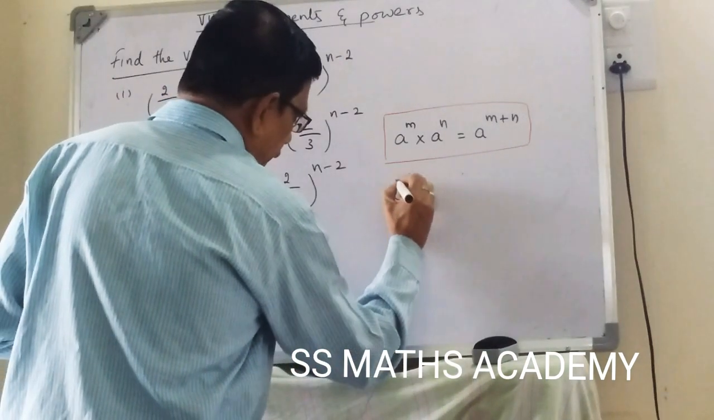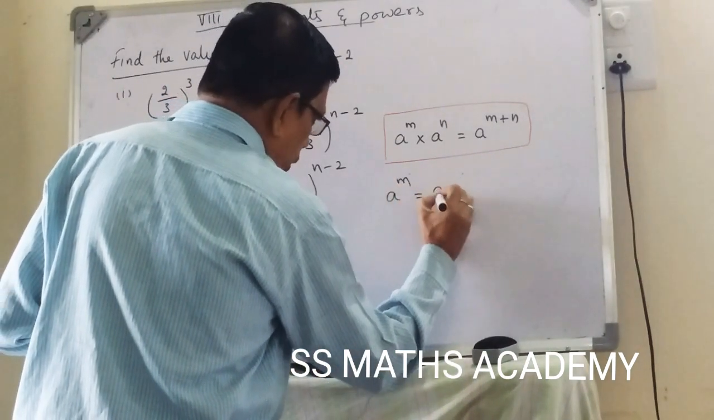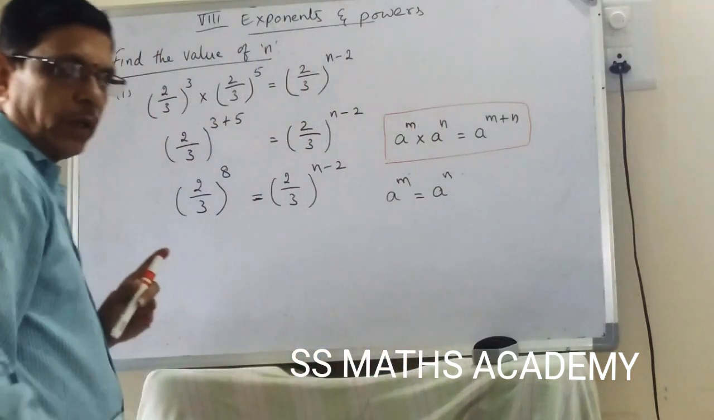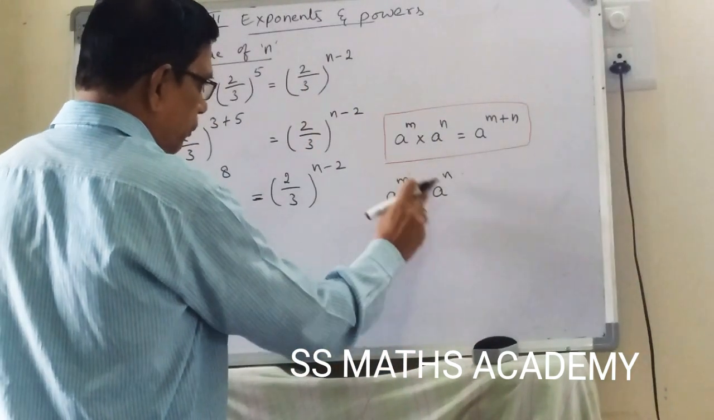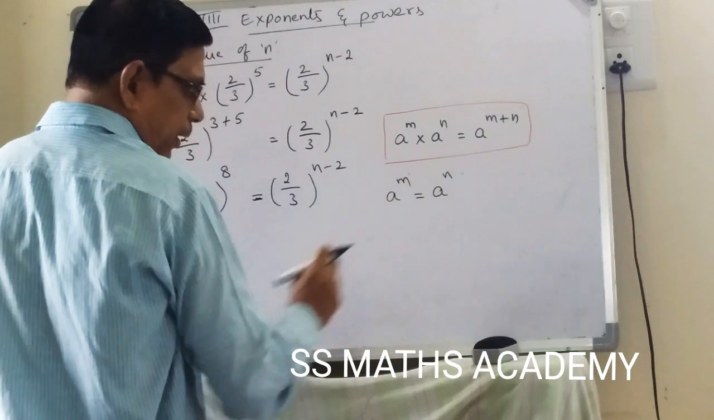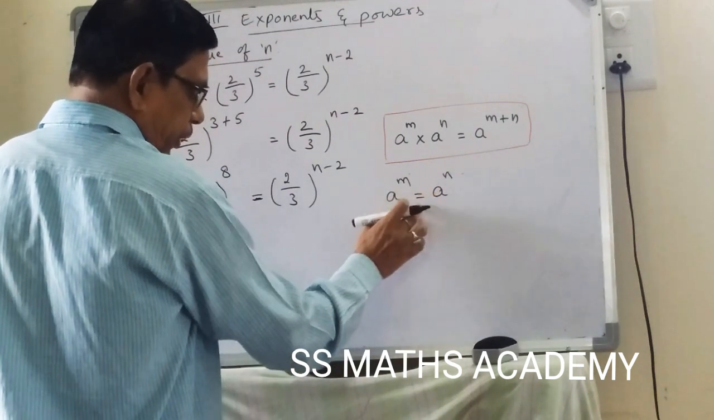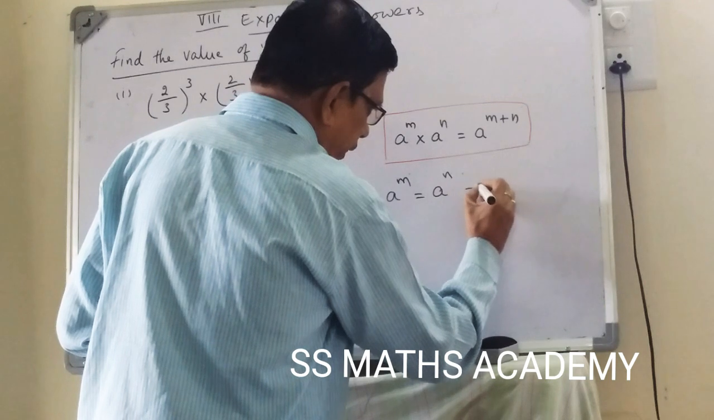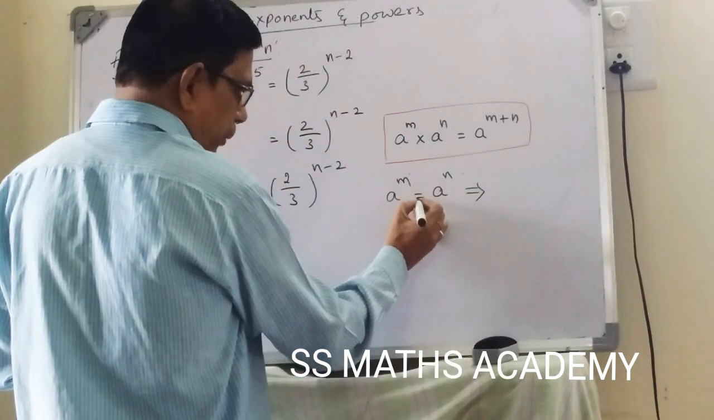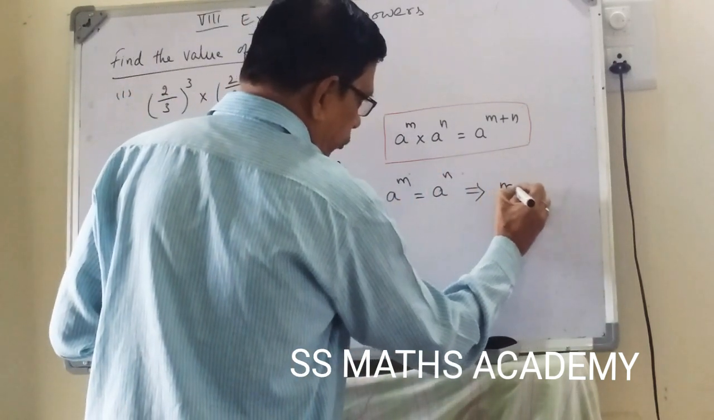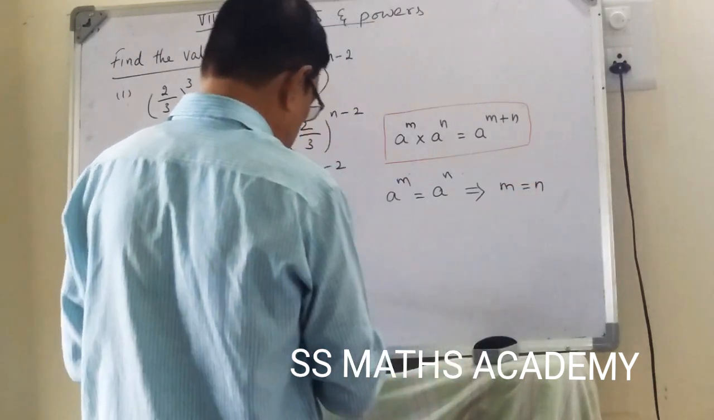So we know that if a^m = a^n, here the base is a and the power is m, and here the base is a and the power is n. The bases are the same and equal to is there. Therefore, we can say that m is equal to n.